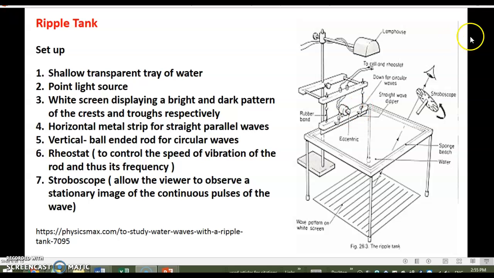And finally, we have the stroboscope. It allows the viewer to observe a stationary image of the continuous pulses of the wave. So what is a stroboscope? Briefly, a stroboscope is a device that allows us to take a stationary image of a moving object.